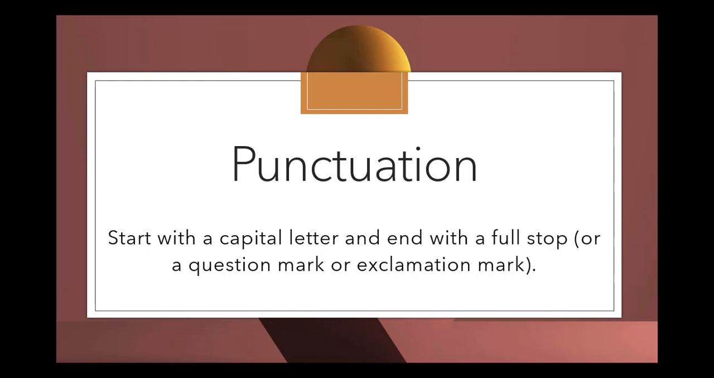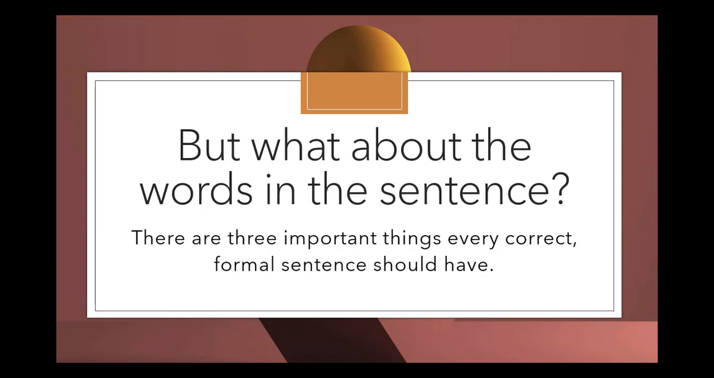All right, so when I say to my students, what do you have to have in a sentence to make it correct? They pretty much always say you have to start with a capital letter and finish with a full stop. And that's true, you do. That's called punctuation. Instead of the full stop, you could also use a question mark or an exclamation mark. That's really important. But there is more to it than that. What about the actual words in the sentence?